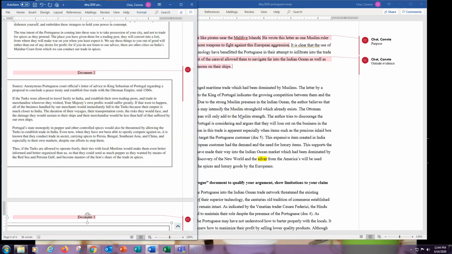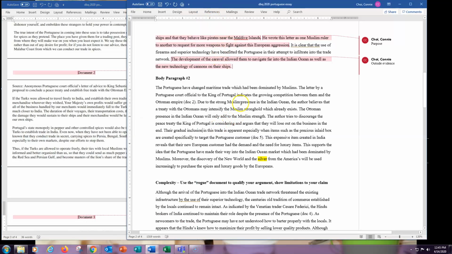So it's really important that you guys understand who is writing the document, because it really gives you an insight into the motivation, the purpose, as well as the point of view of the document. So I've cited the content to basically cite the source, which is Doc 2. Due to the strong Muslim presence in the Indian Ocean, the author believes that the treaty with the Ottoman may intensify the Muslim stronghold, which already exists. The Ottoman presence in the Indian Ocean will only add to the Muslim strength. So I use these 2 sentences to basically support my claim in the thesis.